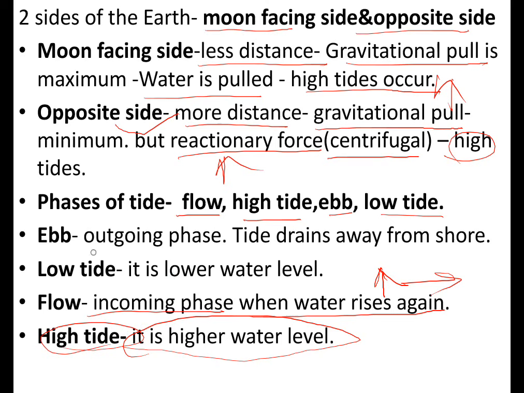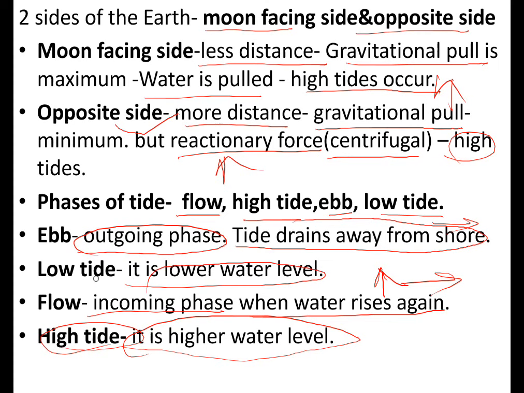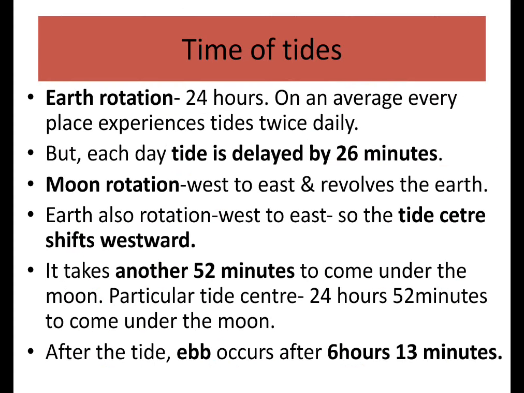Whereas ebb is the outgoing phase, and the tide is drained. The water moves from the shore towards the sea, and the resulting low water level is known as low tide. Time of tides.